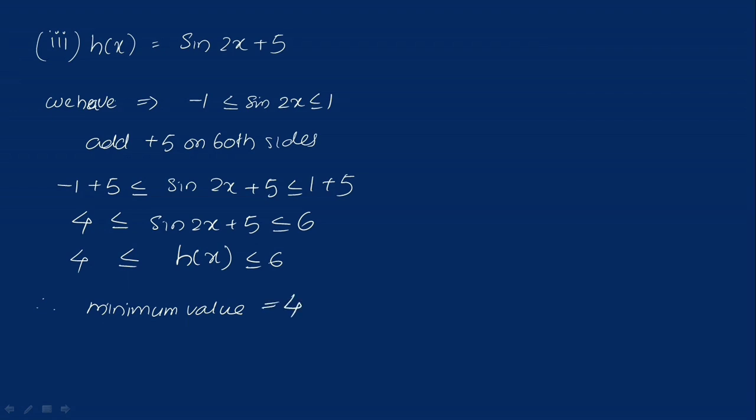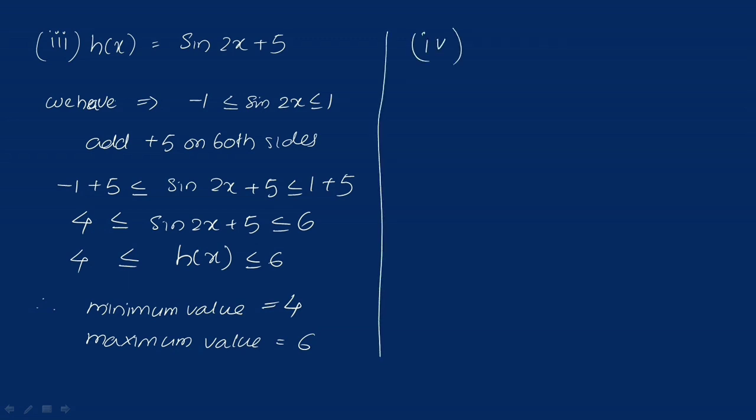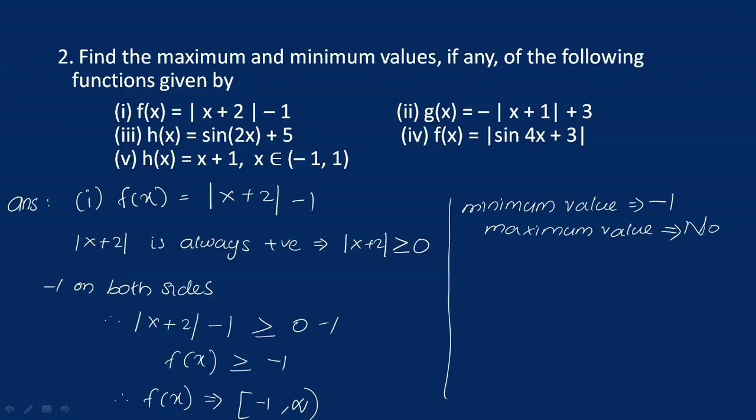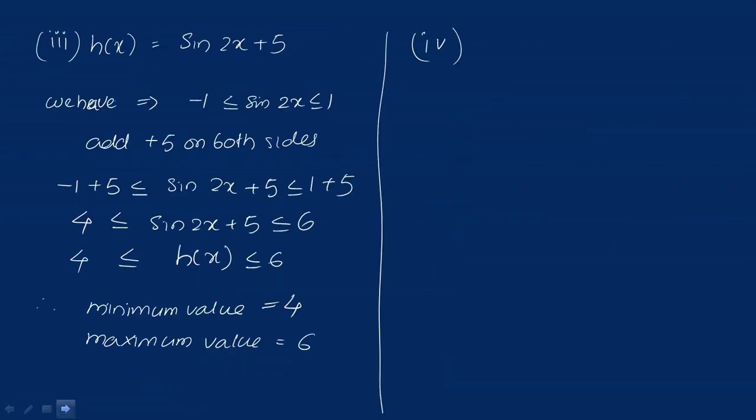So from this we will be having the minimum value, that is 4, and the maximum value up to 6, that means 4 less than or equal to h of x less than or equal to 6. So we have minimum value 4 and maximum value 6. Now moving on to the next question, that is f of x is equal to modulus of sine 4x plus 3.